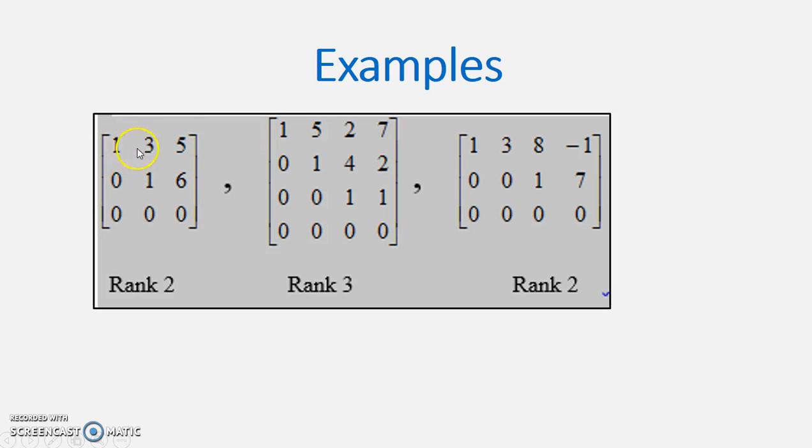This is just an example. These can be any elements. So here, you can see elements below 1 are 0, and all 0 rows are at the bottom. Same here: leading element 1, below 0, bottom again 0. Same way this one. Rank 2, rank 3, and here again you can see the non-zero rows. It's rank 2.